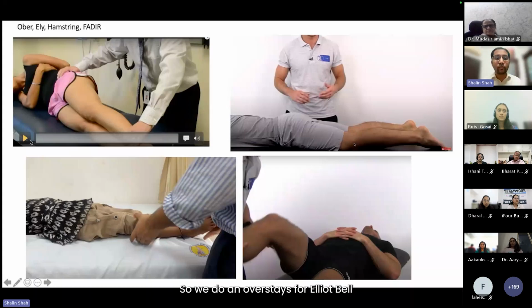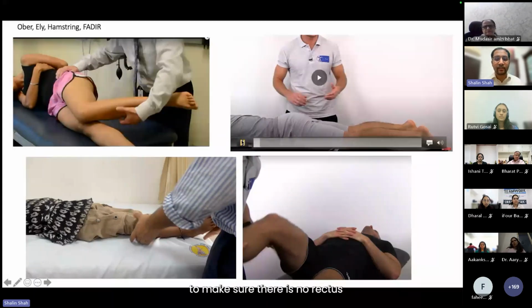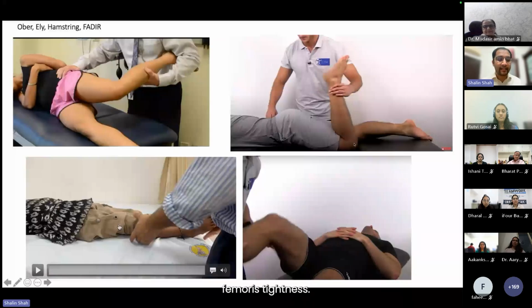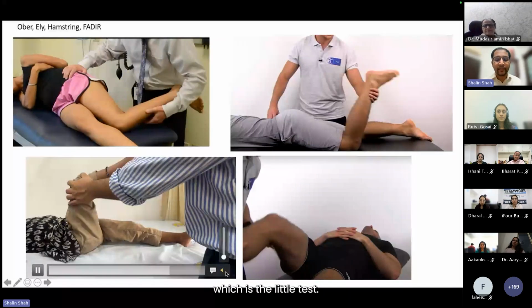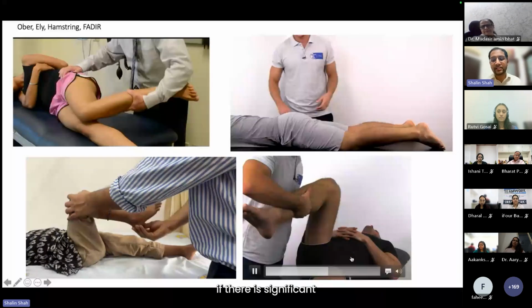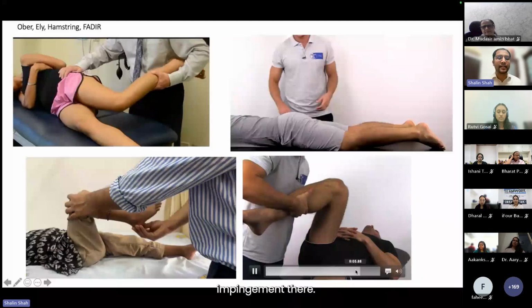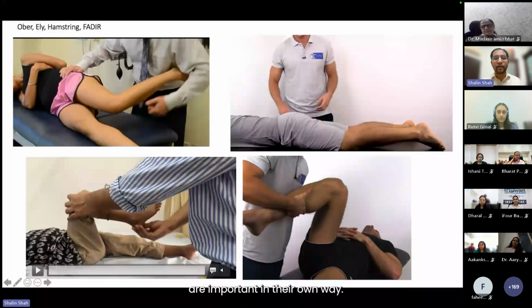So we do an Ober's test for iliotibial band tightness. We do a Duncan-Elliott test to make sure there is no rectus femoris tightness. We do a hamstring stretch test, which is the popliteal test, and then we do a FADR, which is flexion, adduction, and internal rotation, to find out if there is significant impingement there. And all of these tests are important in their own way.